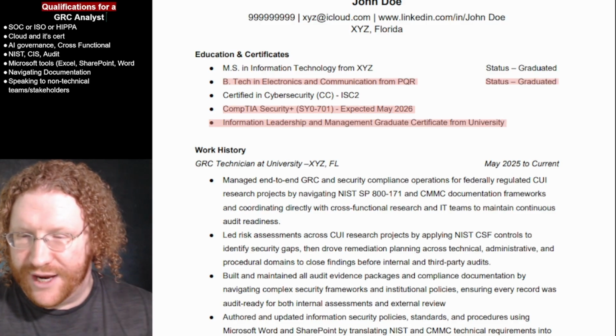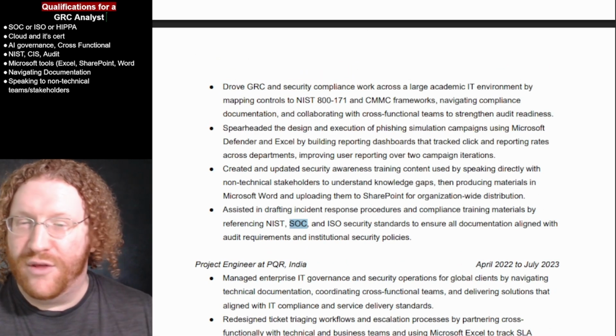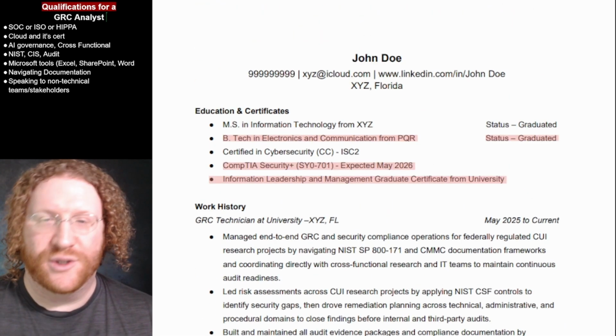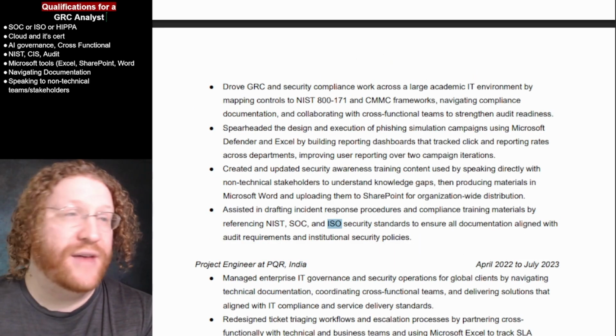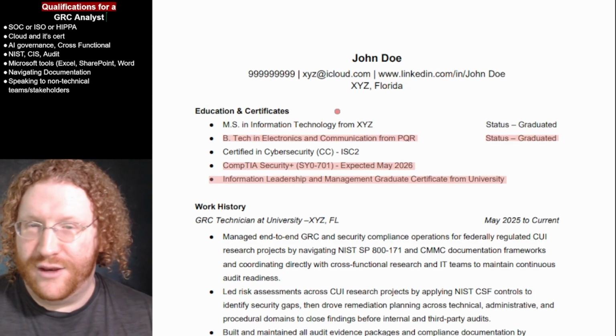Then do I find SOC? All the way down there, no one's reading that far down. So no, I don't see it. ISO, no, again, all the way that far down. HIPAA, no, I don't see it.